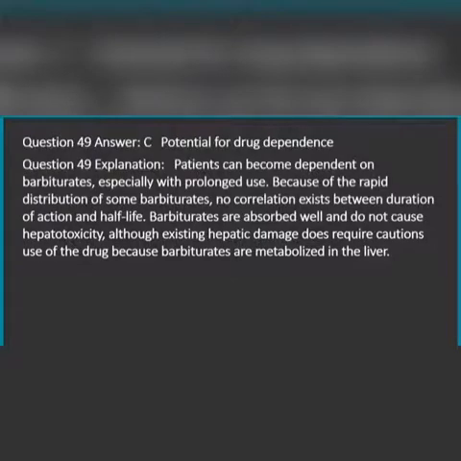Question 49. Explanation: patients can become dependent on barbiturates, especially with prolonged use. Because of the rapid distribution of some barbiturates, no correlation exists between duration of action and half-life. Barbiturates are absorbed well and do not cause hepatotoxicity, although existing hepatic damage does require cautious use of the drug because barbiturates are metabolized in the liver.